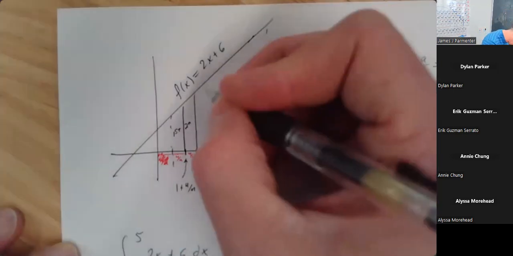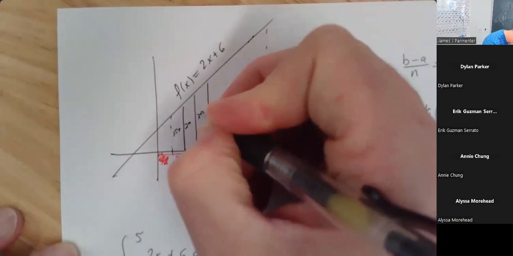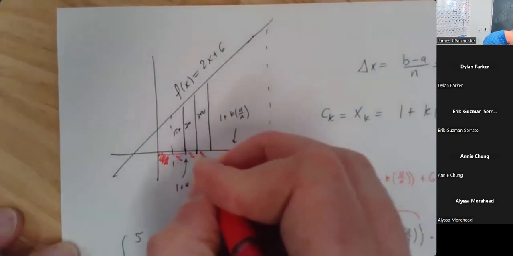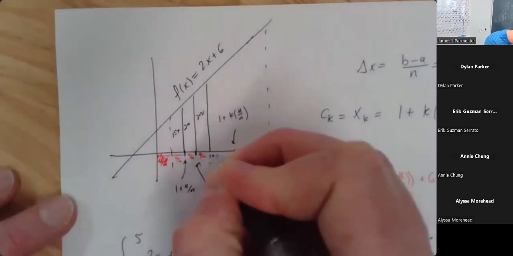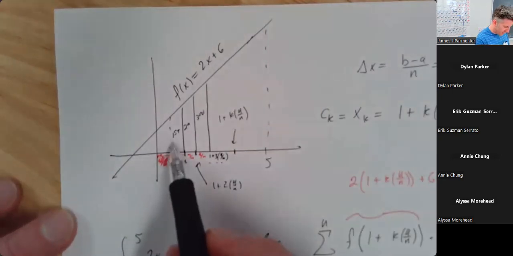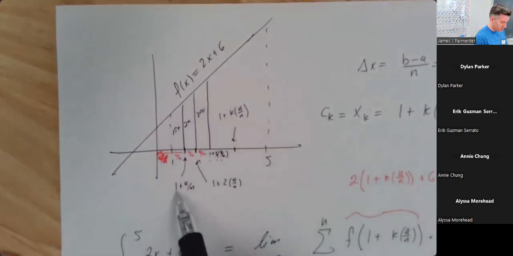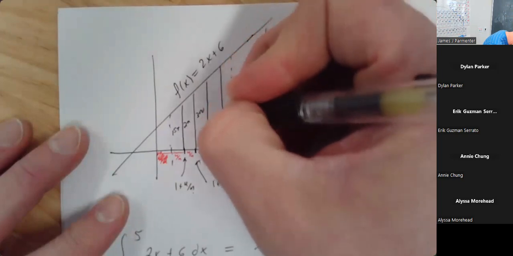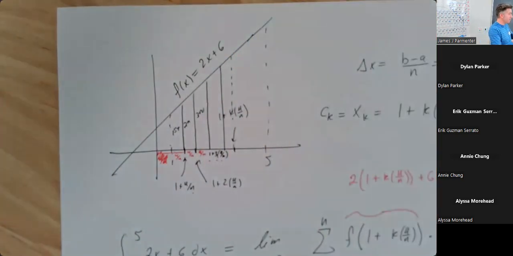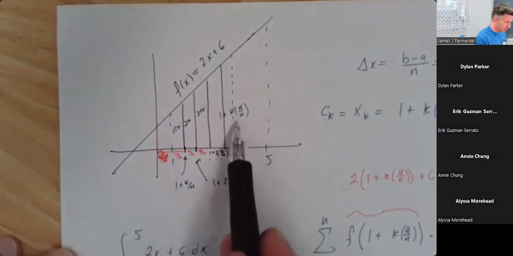If I want to go to my third subinterval, then I add another 4 over n, and 1 plus 2 times 4 over n plus another 4 over n is 1 plus 3 times 4 over n. So we can see that for the first, second, and third subinterval, the first one is 1 plus 1 times 4 over n. The second right endpoint is 1 plus 2 times 4 over n. The third endpoint is 1 plus 3 times 4 over n. And if we go out to the kth subinterval, we've essentially just gone over 4 over n k times. So we've added 4 over n k times, which is the same as k times 4 over n. So that's how we're getting 1 plus k times 4 over n.